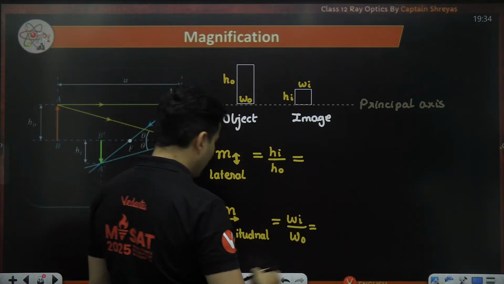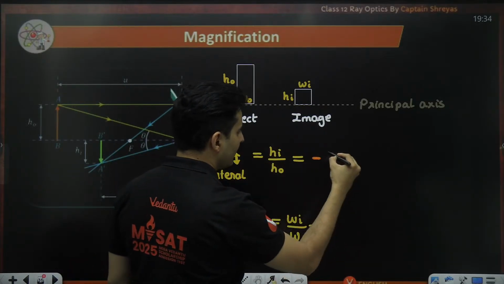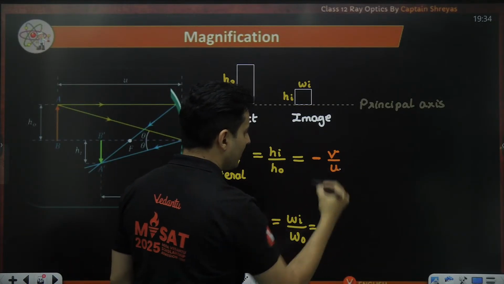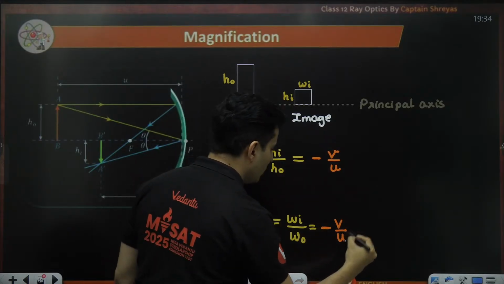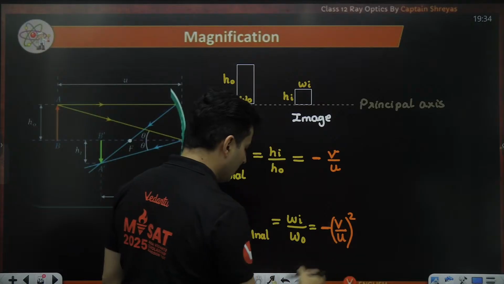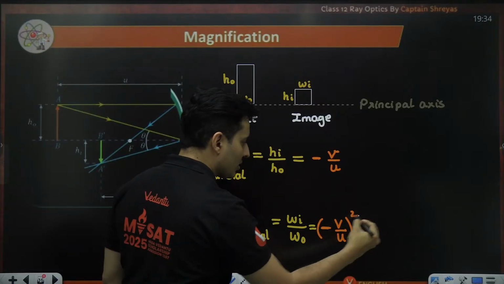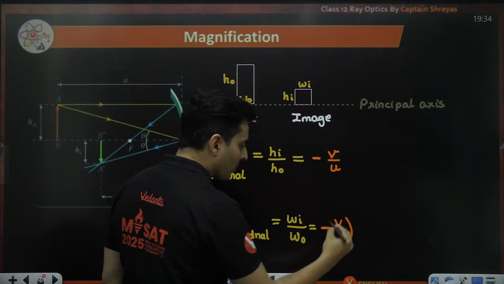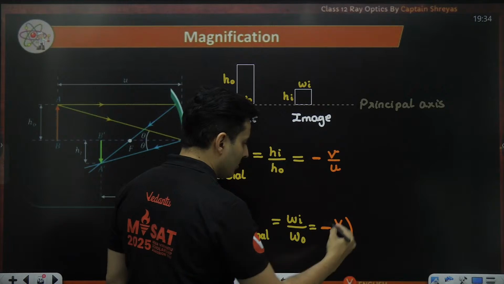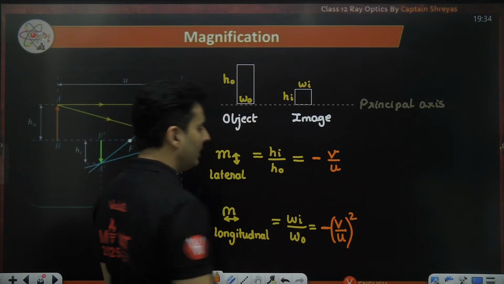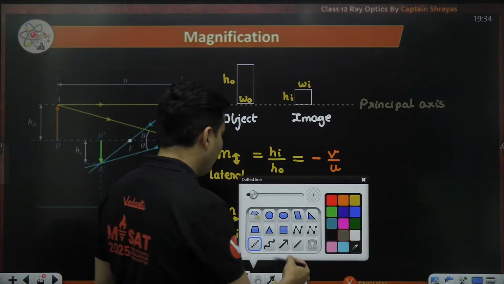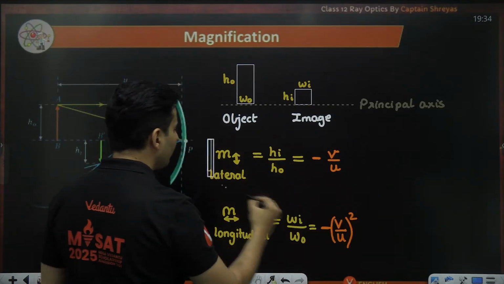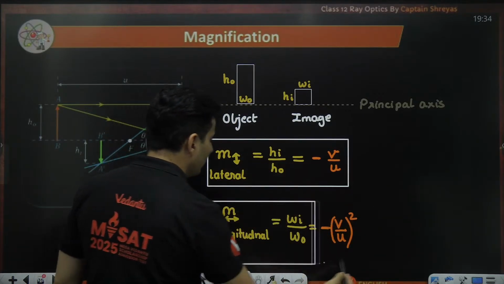So this formula comes out as minus image distance by object distance, that is minus V by U, whereas this one comes out as minus V by U, but squared. Don't put the bracket inside, because if we square it, it will always become positive. So the minus sign is outside: minus V by U whole square. That's it. This is the formula for magnification laterally and longitudinally.